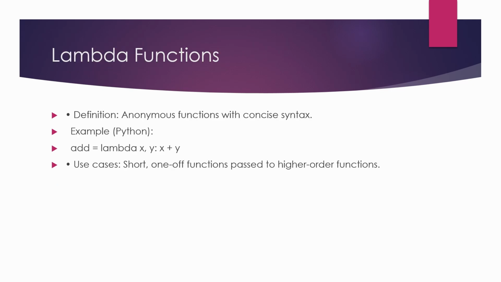Lambda functions are anonymous functions typically written in a single line of code. They allow for concise and functional programming, often used as arguments for higher order functions. In Python, for example, a lambda function can quickly perform operations without requiring a full function definition.